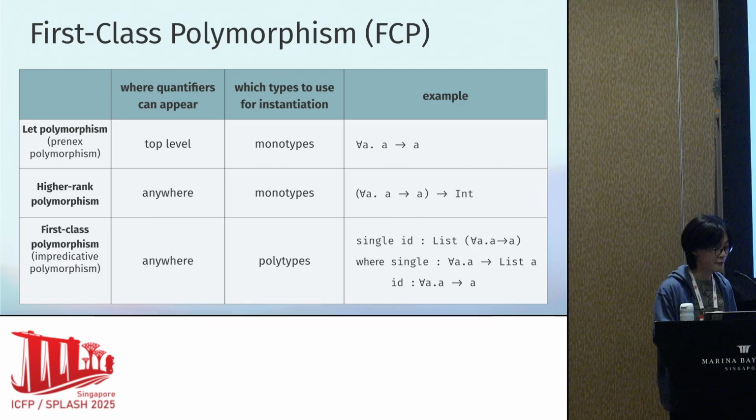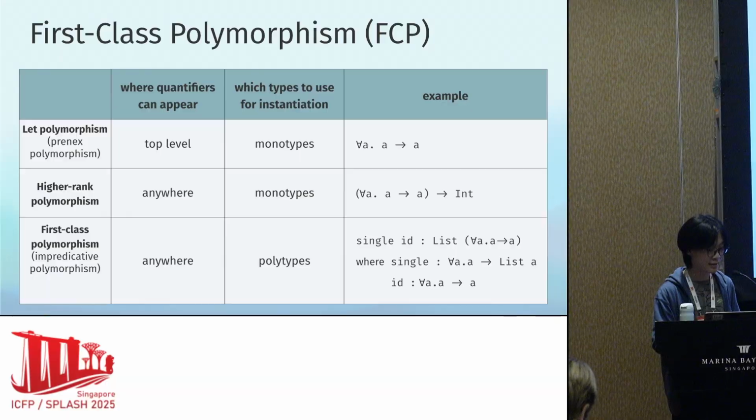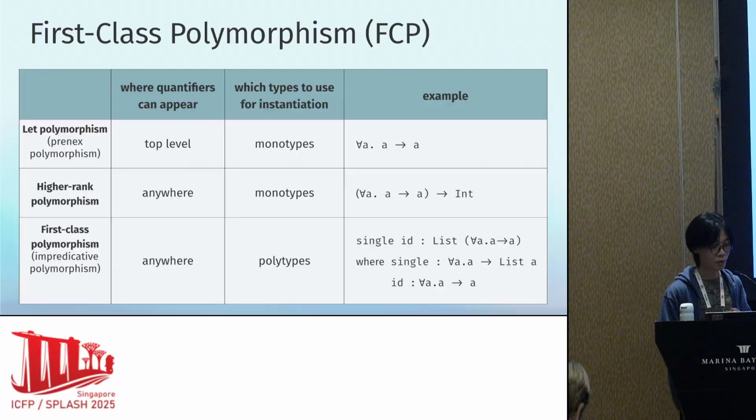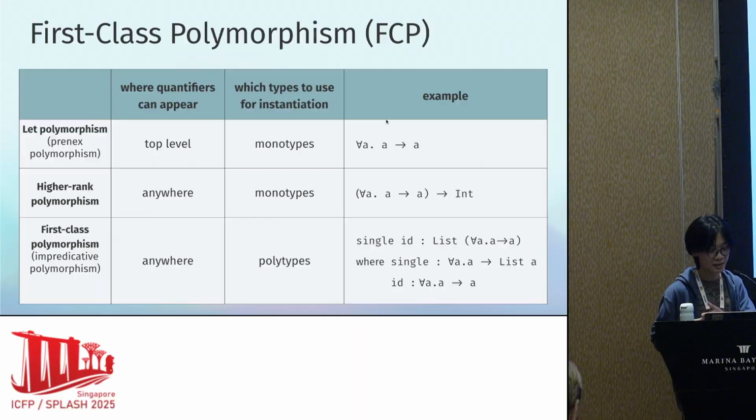So what is first-class polymorphism? As many of you may know, there are different forms of polymorphism. They differ in where quantifiers can appear and which types we can use when we do instantiation. The simplest one is prenex polymorphism, where we only have top-level quantifiers, and we can only use monotypes to instantiate types. For example, the classical polymorphic identity type.